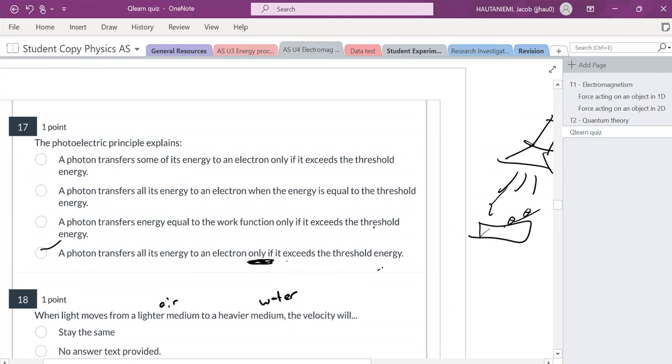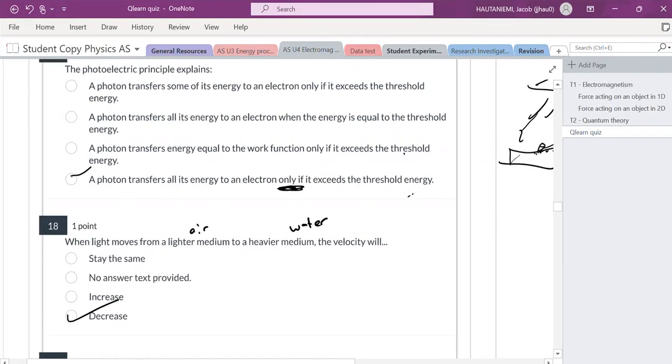Okay, if it doesn't exceed it, then they're not going to be released. There's not enough energy to release them. They're very happy being stable in here. And if there's only just enough energy, well, they don't get released either. Okay, so only if it exceeds the threshold energy, all of its energy.